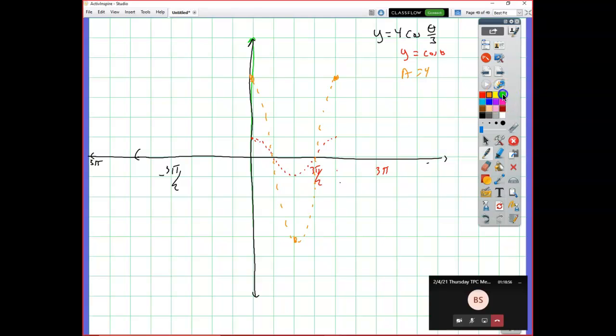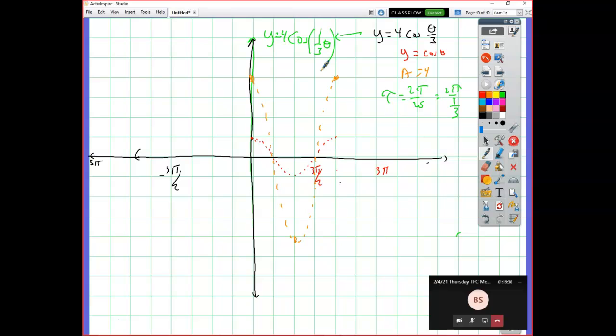Period. Period equals 2 pi over omega. That's going to be 2 pi over what? 3? Because this is the number next to the theta. Right. What is the number next to the theta? Oh, 1/3. 1/3 is next to theta. You could rewrite this as y equals 4 cosine 1/3 times theta, couldn't you? So it's a 1/3 that's next to the theta.